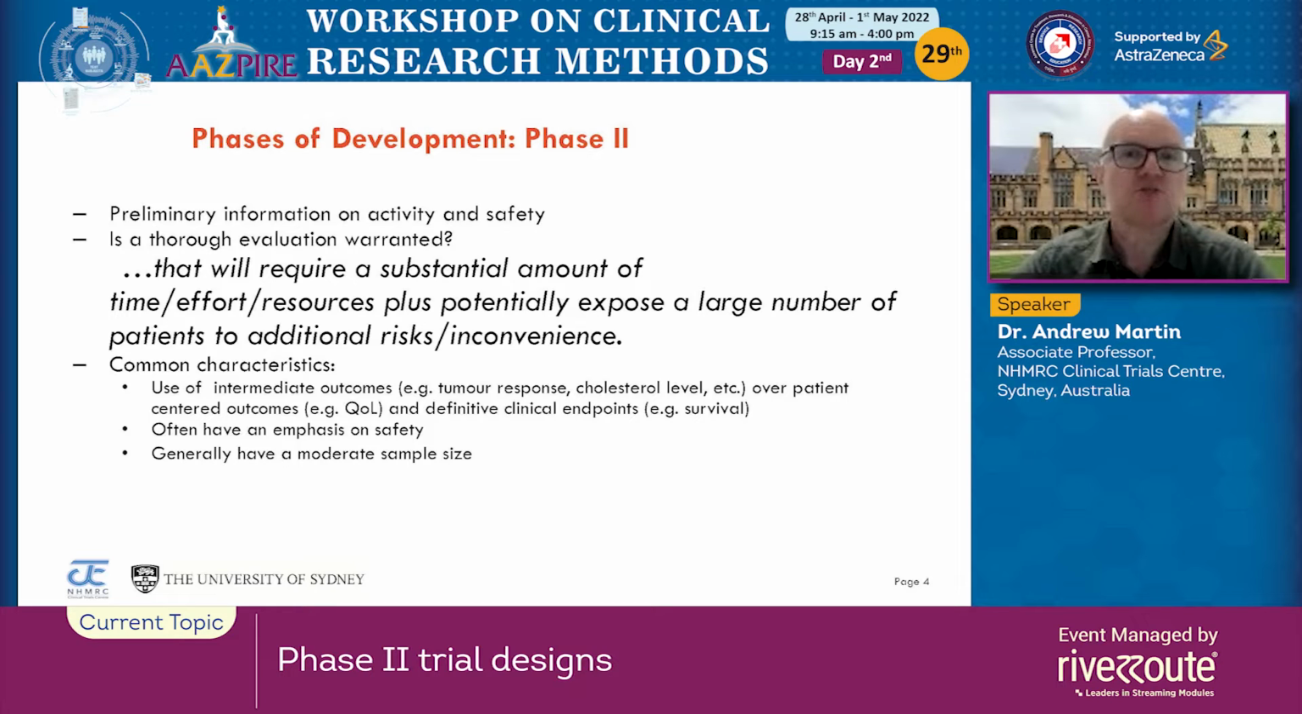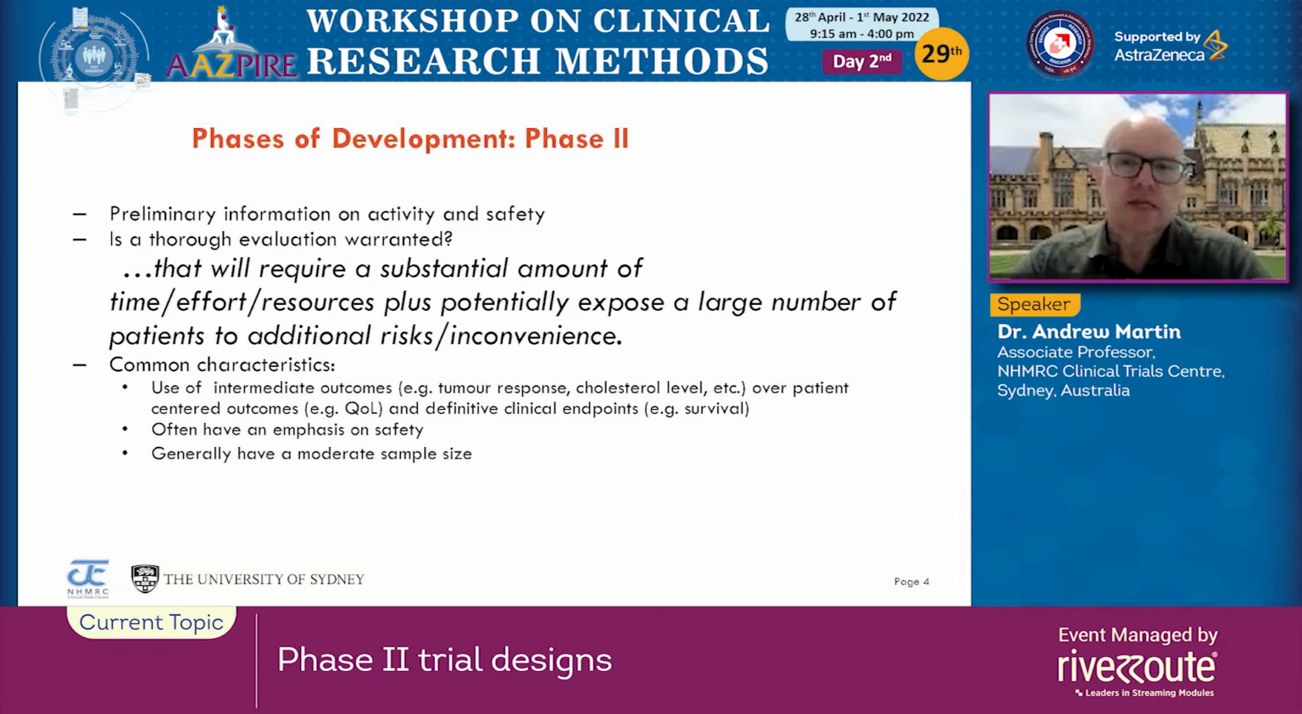So the Phase 2 is very critical for providing solid evidence that an intervention appears sufficiently safe and has activity on some endpoint that is believed to be indicative of what the intervention's effect might ultimately be on a clinically definitive or patient-centered endpoint. We're going to talk about endpoints on the next slide or two.